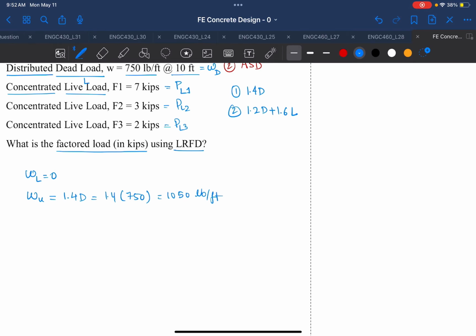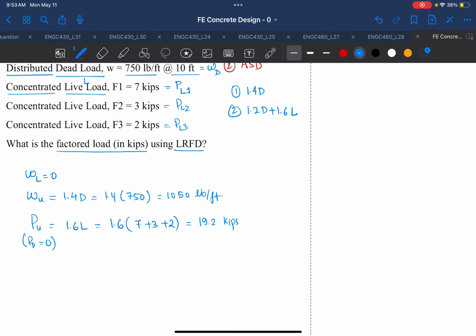And then for the second case, we need to find the factored load for the concentrated load, PU. In this case, we don't have any concentrated dead load. So because we don't have any concentrated dead load, we can use the live load combination, which is 1.6L. In this case, it will be 1.6 times (7 plus 3 plus 2), and that will be equal to 19.2 kips.